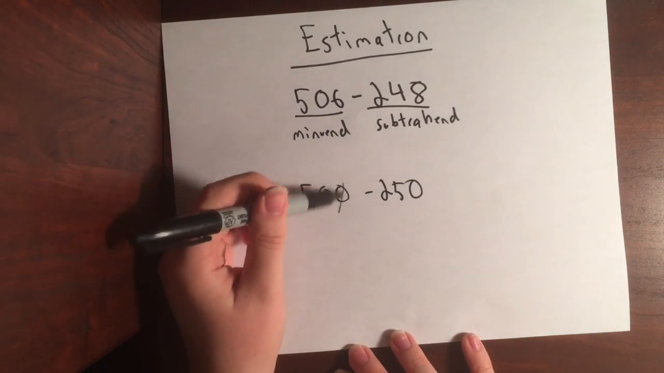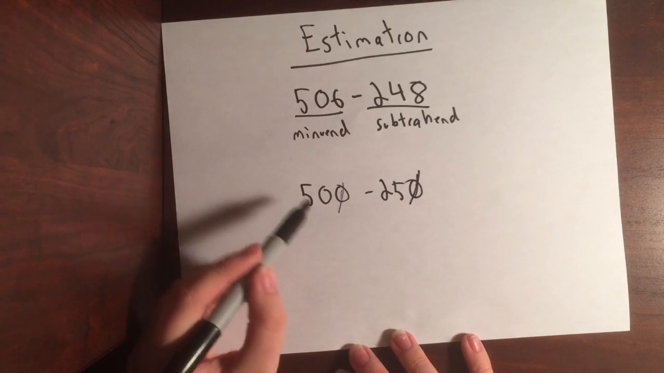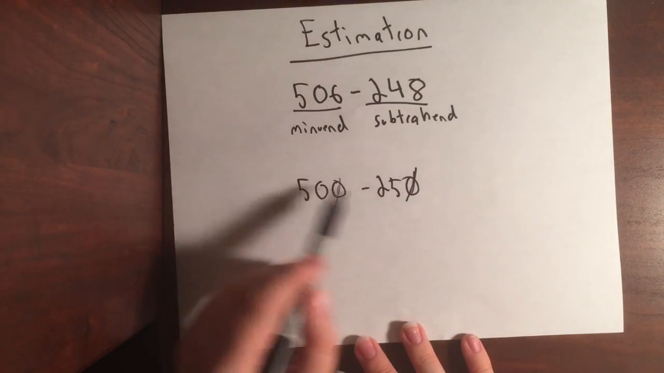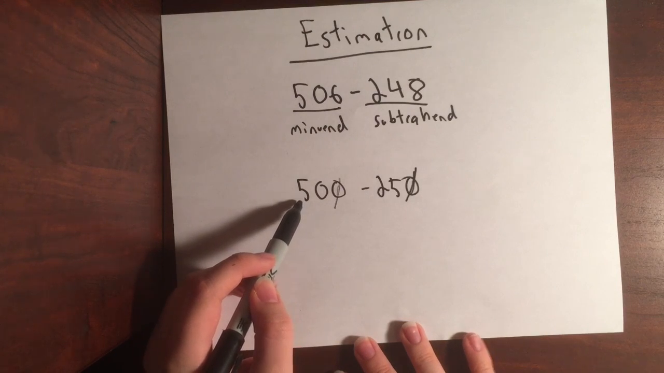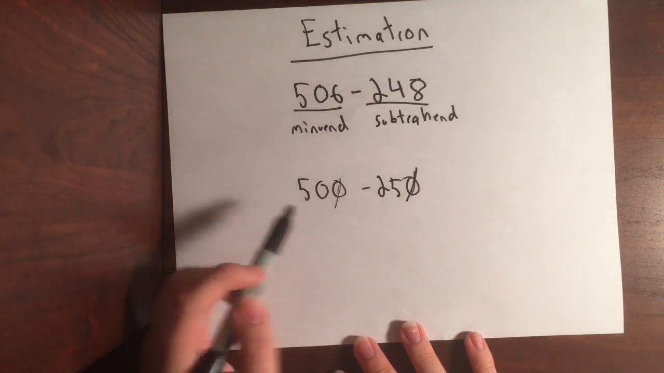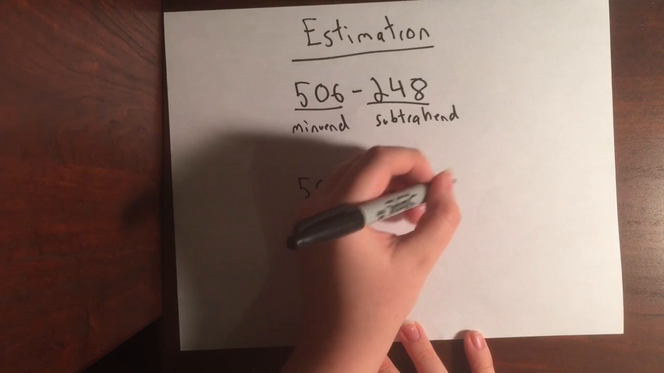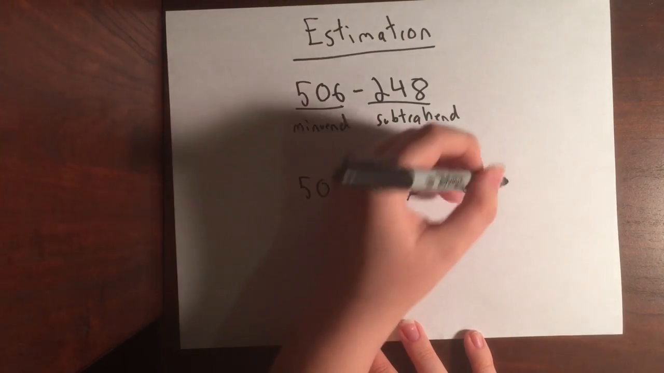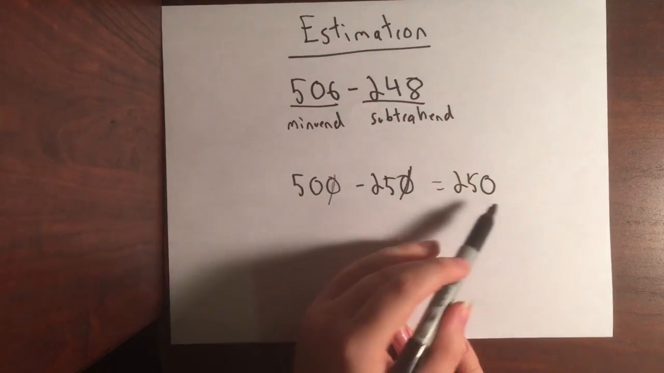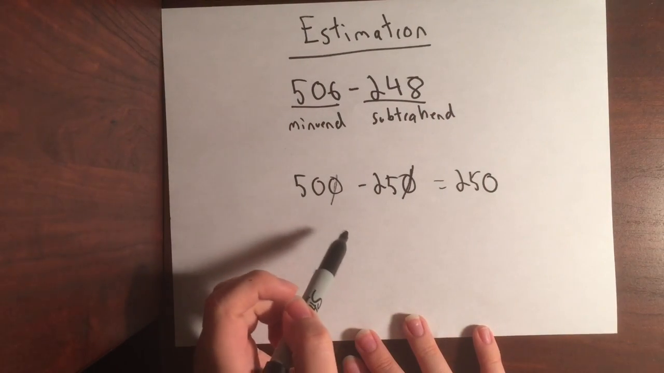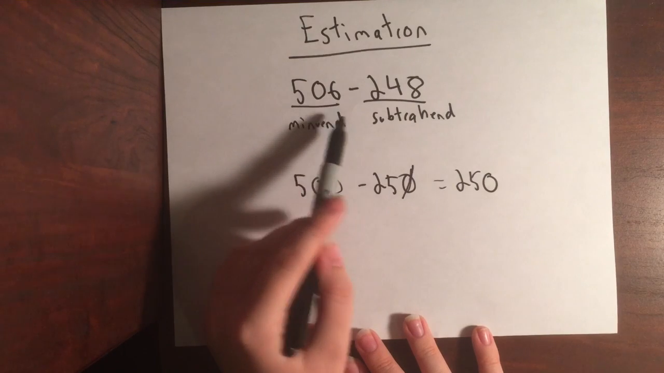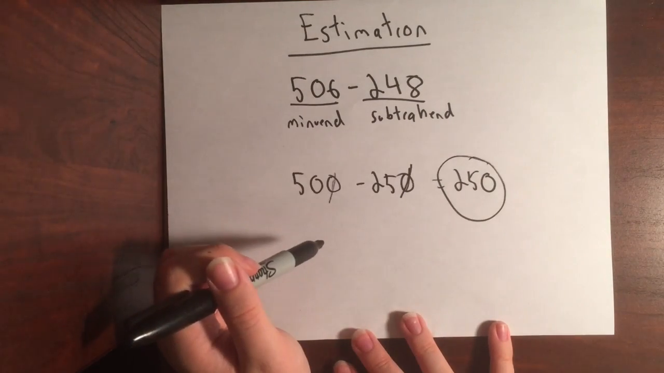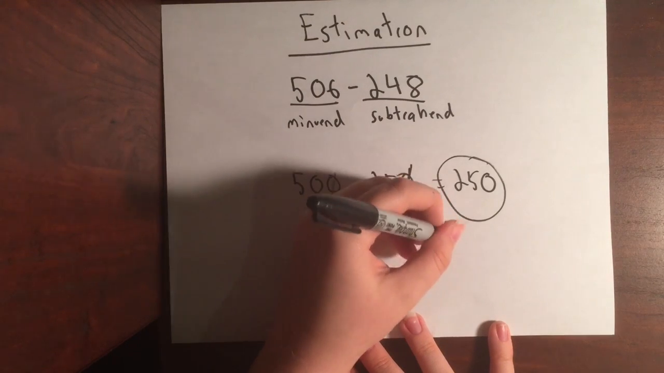For now, let's ignore these two zeros. And we're going to use about 50 and 25. 25 is half of 50. So we know that 50 minus 25 will equal 25. Let's bring this zero back again and see that we have 250. We know that 506 minus 248 will be roughly 250, which is our difference.